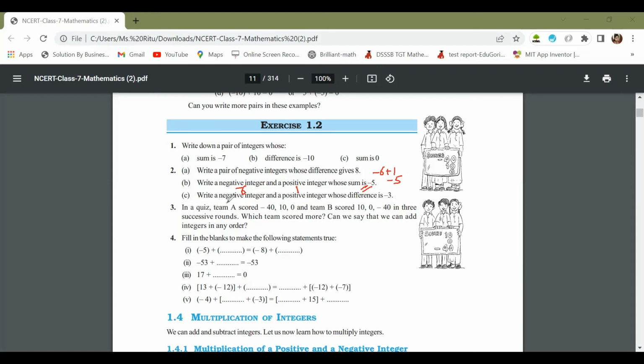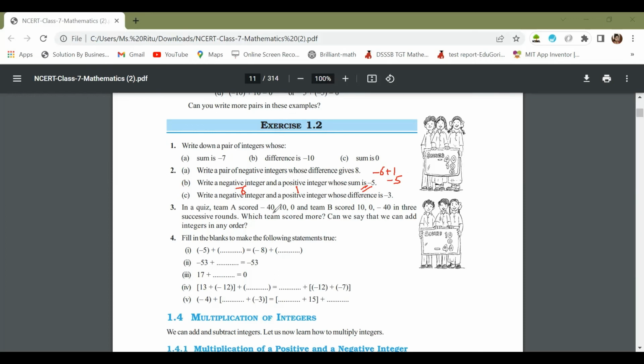Now the C part is write a negative integer and a positive integer. Again एक negative लेना है, एक positive लेना है. अब कैसे लेने हैं जिनका डिफरेंस जो है आपको -3 दे. ऊपर क्या था, सम जो है -5 दे रहा था. Now in this case the difference should be -3. तो एक नेगेटिव लेना है, एक पॉजिटिव लेना है, बट डिफरेंस जो है वो -3 होना चाहिए.